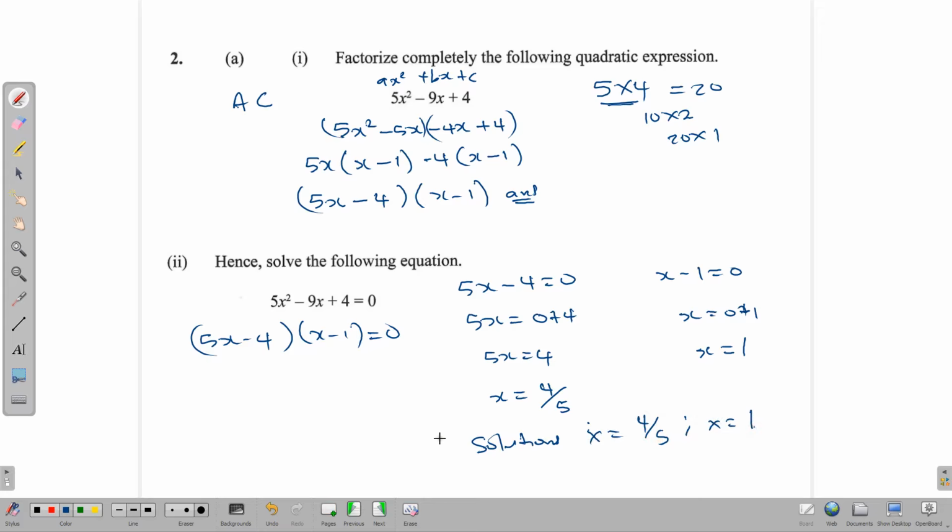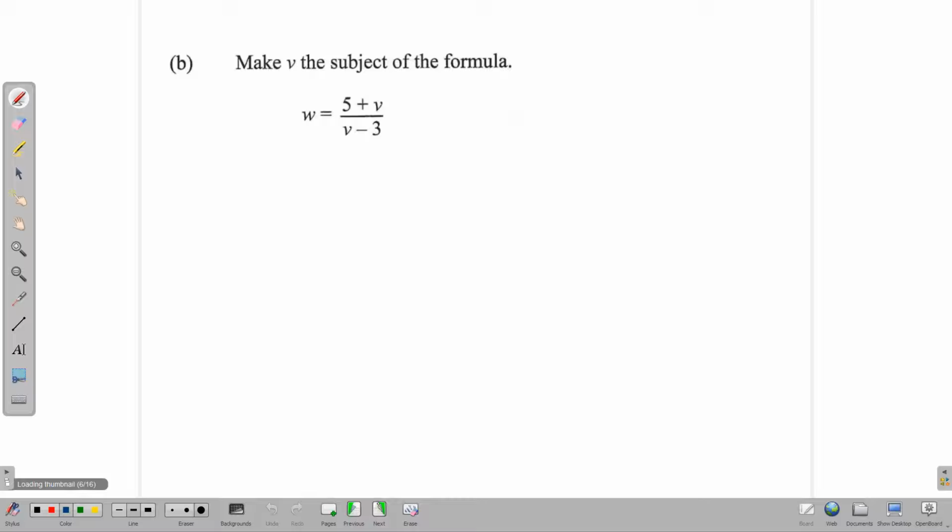The next part of the question, B, says we should make v the subject of this expression. So w is equal to (5 + v) over (v - 3). And we want to make v the subject. That is, we want it to say v equals something. So the first thing we can do here is multiply to get rid of the denominator. We can multiply both sides by v - 3. So let's do that.